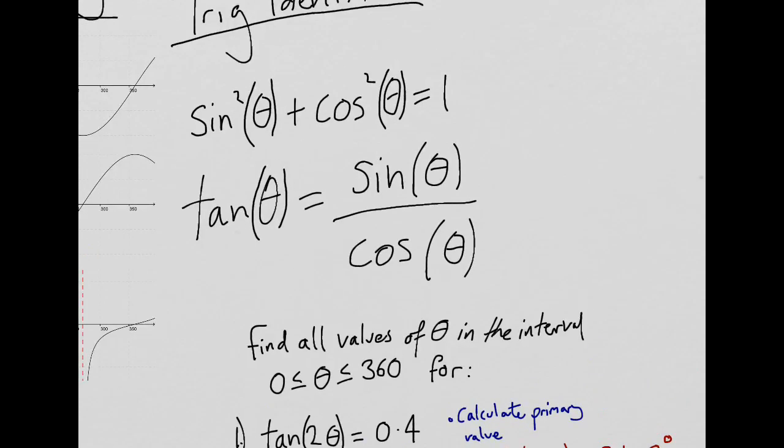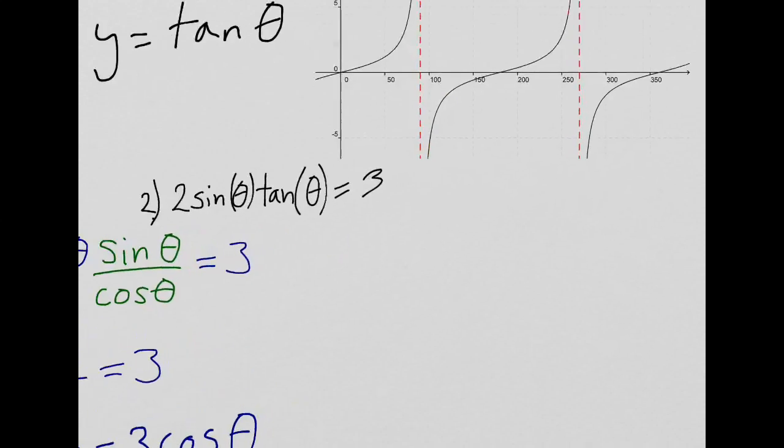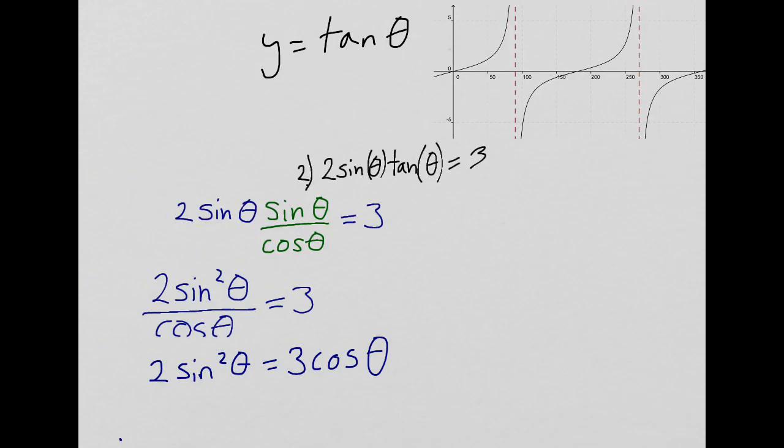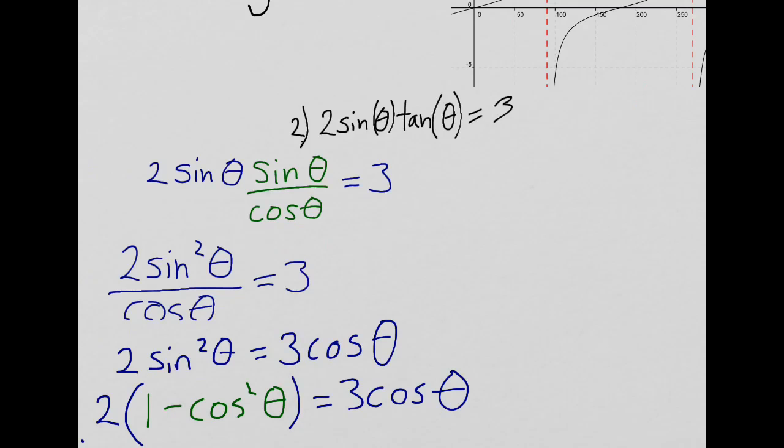So sine squared theta plus cos squared theta equals 1. So now we have a sine squared theta term. We can use that second identity. So because of the second identity, we can say that sine squared theta is going to be 1 minus cos squared theta. We can put that in now. Okay, so now this is starting to look like a quadratic, which is brilliant. So let's rearrange this one and solve our quadratic.